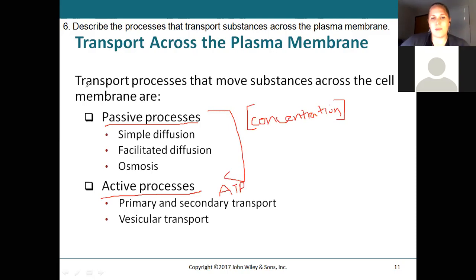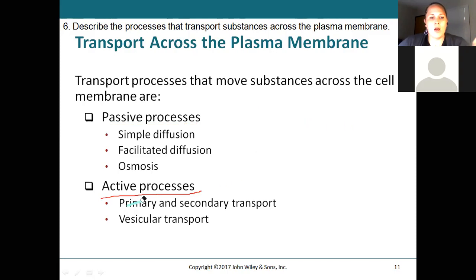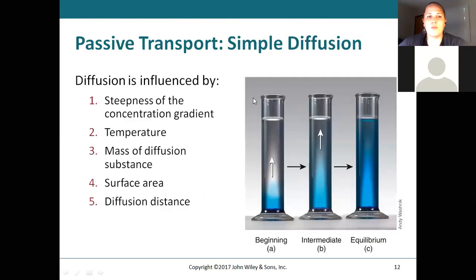So if we talk about passive versus active, it's basically grouping into whether they need energy or they don't need energy in order for transport to occur. Okay, so quickly as we move through the examples of each of these, simple diffusion, again, moving down the concentration gradient, influenced by things like the actual concentration of the substance, temperature, mass of diffusion, surface area, and diffusion distance, how far things are moving.